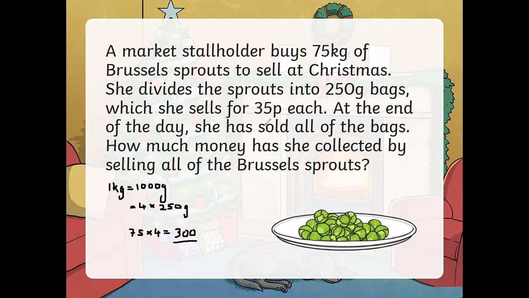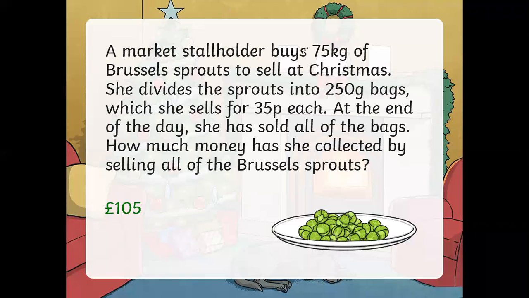And then she sells each of those for 35p each. So the next calculation we do is the number of bags she has times, not 35 actually, times 0.35. And if you calculate that, you'll get 105 pounds. So that is how much money she has collected by the end of the day. There's the answer there. £105.